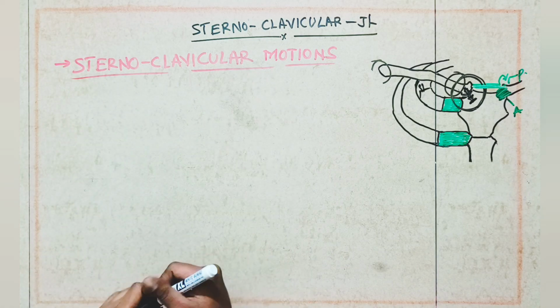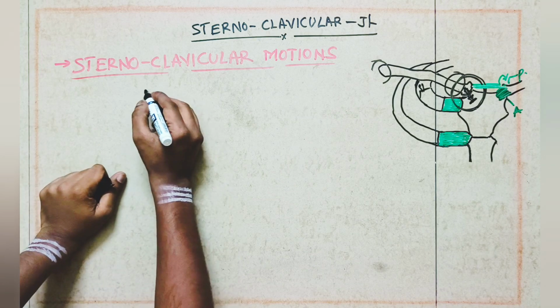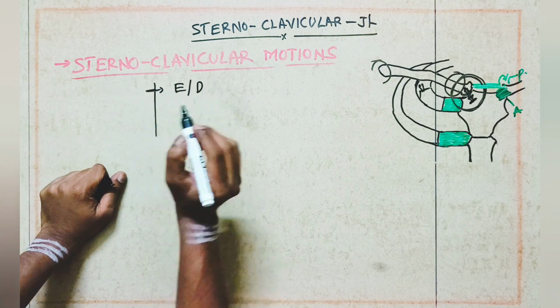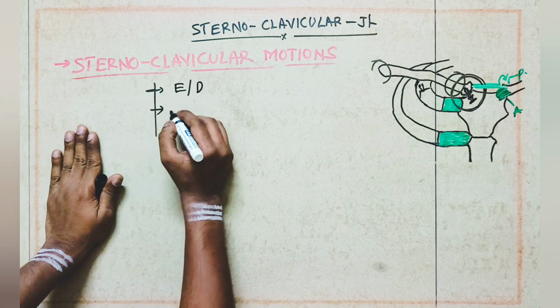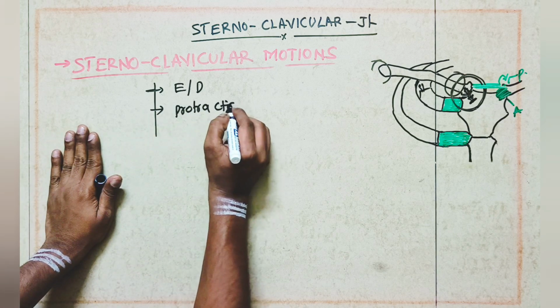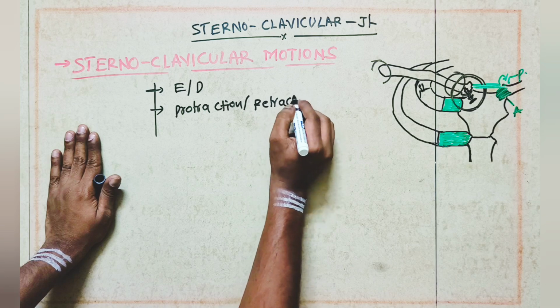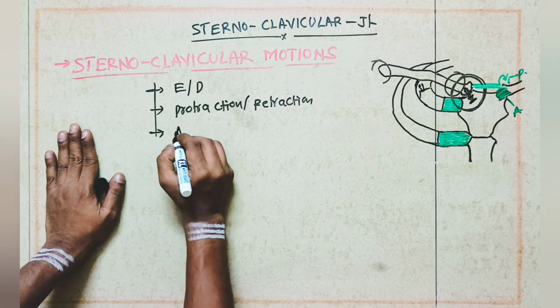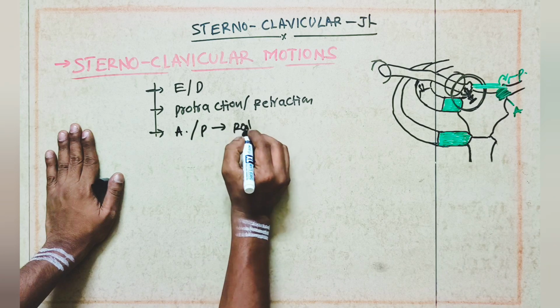Movements of the sternoclavicular joint. Here, if we see the sternoclavicular joint, these are the possible movements we will get. The first movement is elevation and depression. The second one is protraction and retraction. And the third movement is anterior rotation and posterior rotation.